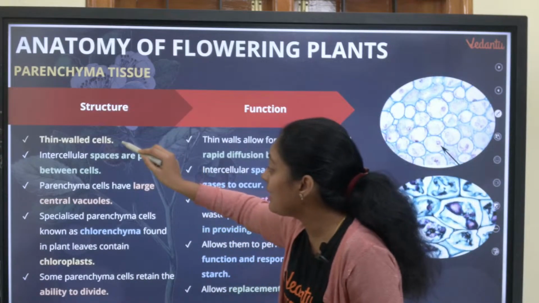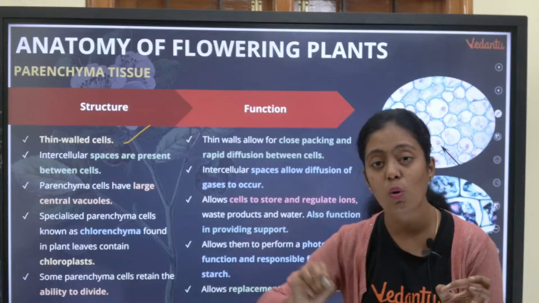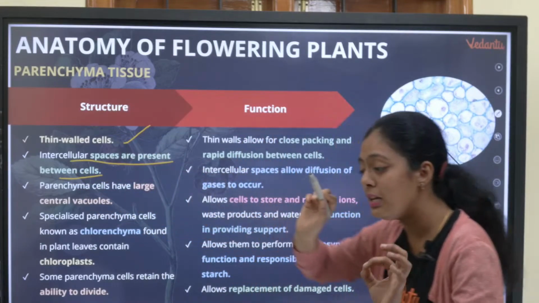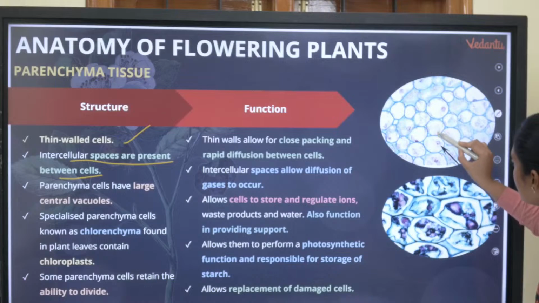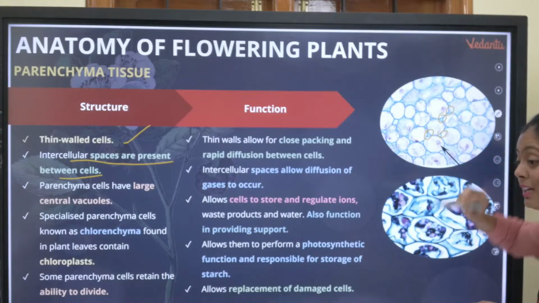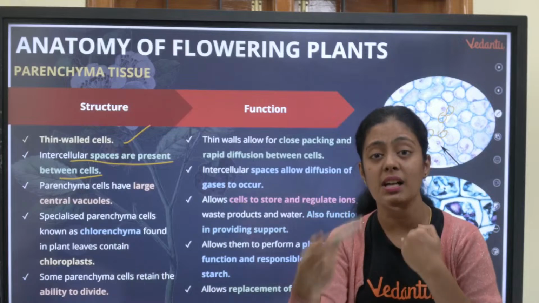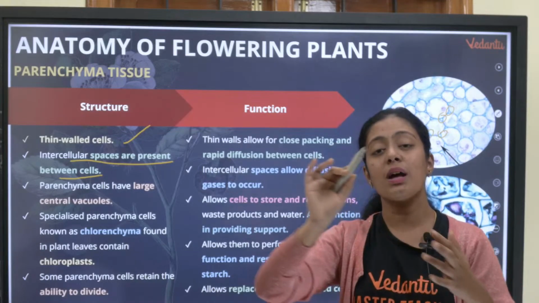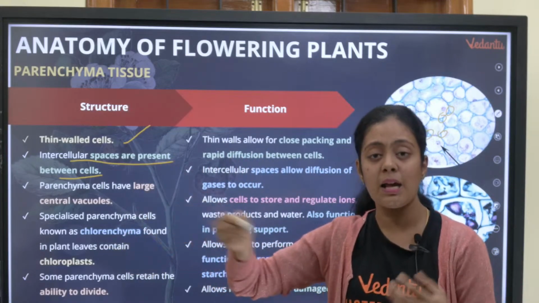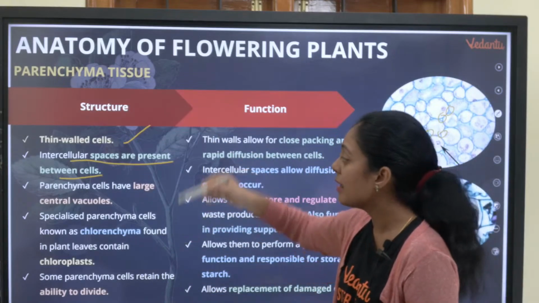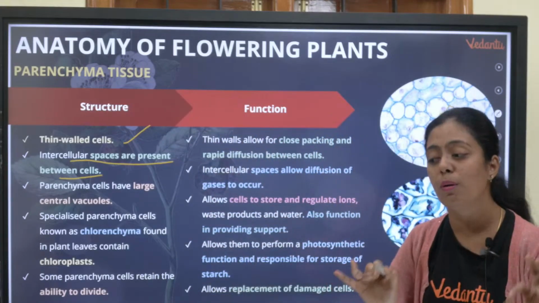They are thin walled cells. The wall is very thin. Intercellular spaces are present between the cells. Can you see the spaces? The reason I teach this so carefully is that in your exam they can ask you to choose the correct or the incorrect: which of the following are incorrect about parenchyma, which are correct about parenchyma. So all these points are very, very important.